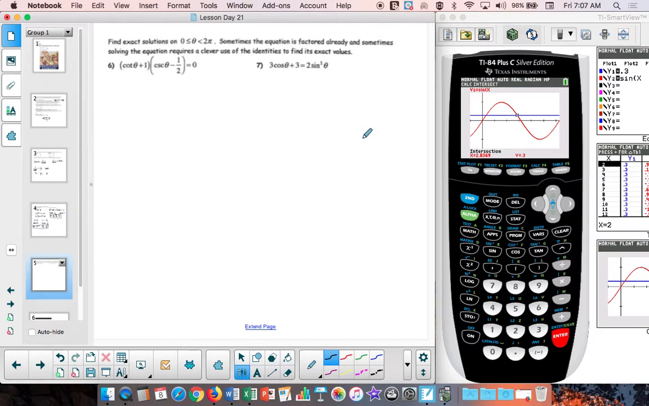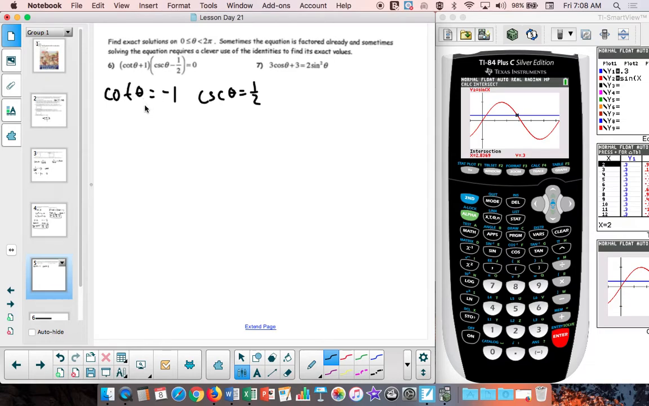These get a little bit more complicated. Just keep stretching your abilities and making sure that you can get those difficult ones. Luckily, number 6 is already factored for us, so we don't have to do too much there, but we're going to figure out when is cotangent negative 1 and when is cosecant positive 1/2.